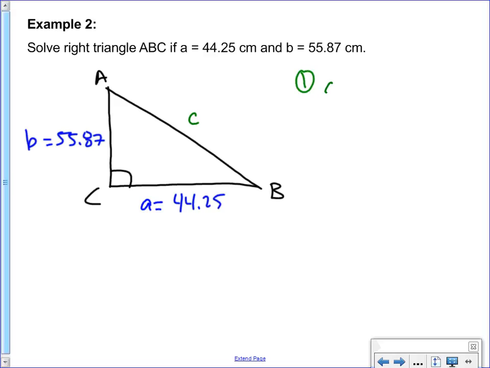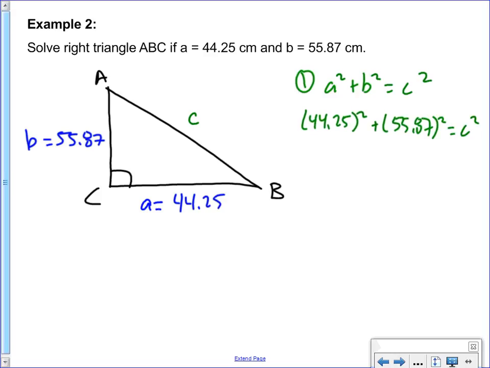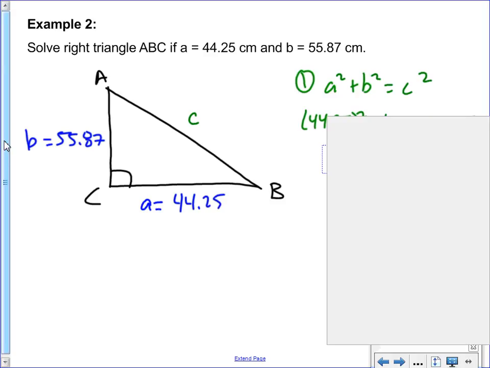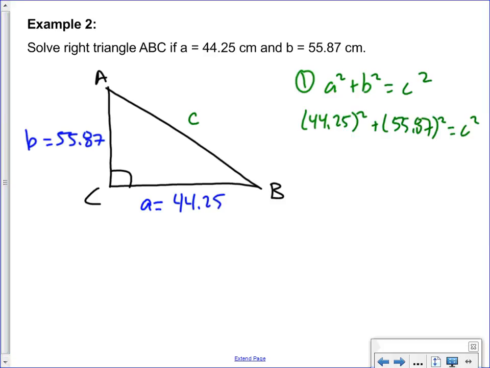A squared plus B squared equals C squared. So 44.25 squared plus 55.87 squared equals C squared. I'm going to do the whole step at once, so I'm going to add it all together. Let me know if you got the same thing. After you square them and add together, did you get 5079? 5079.5194 is C squared.